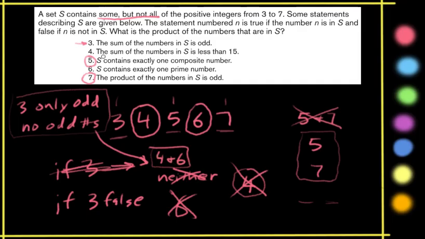4 and 6 are both true. The sum of the numbers is odd. That's false. The sum of the numbers is less than 15. That's true. S contains exactly one composite number. That's false. S contains exactly one prime number. Oh wait, that's false. Right? So this can't be. And now we have 3 is the only odd number, and we just have to figure out what even numbers there can be. All right, I'm going to make some space.